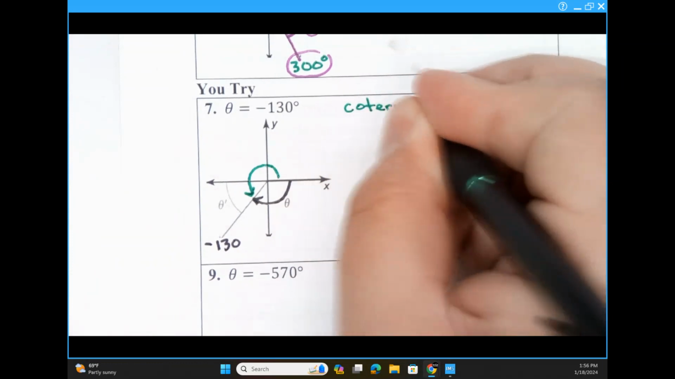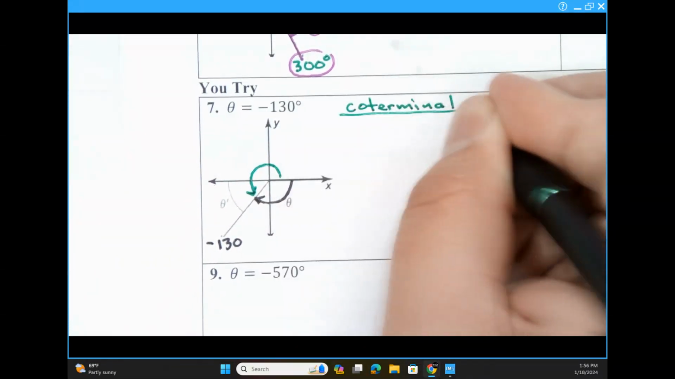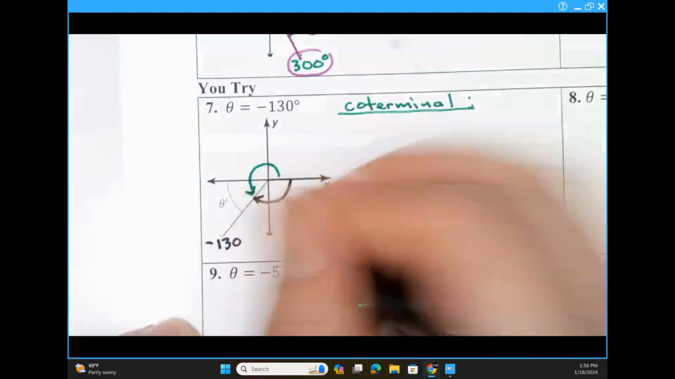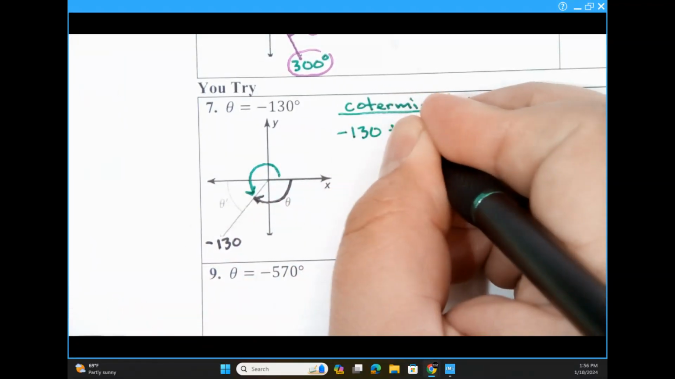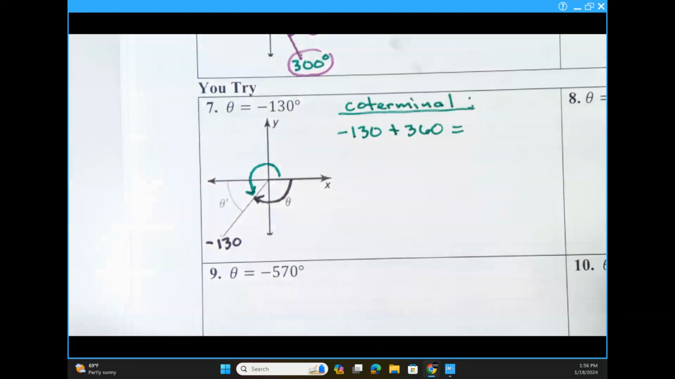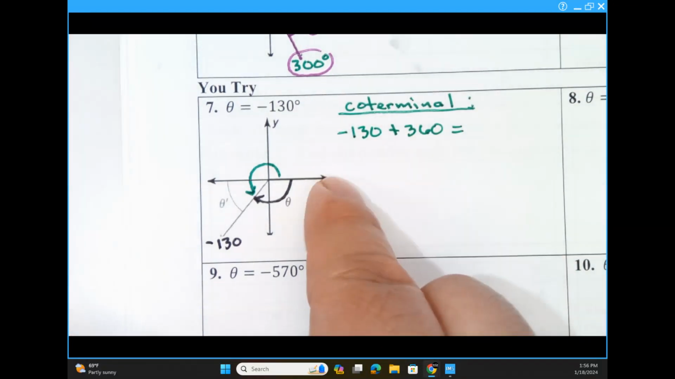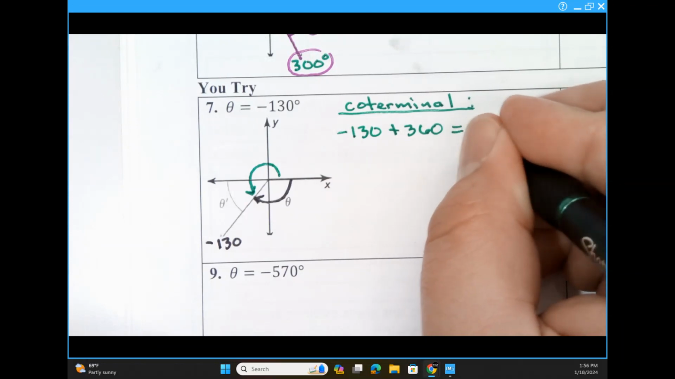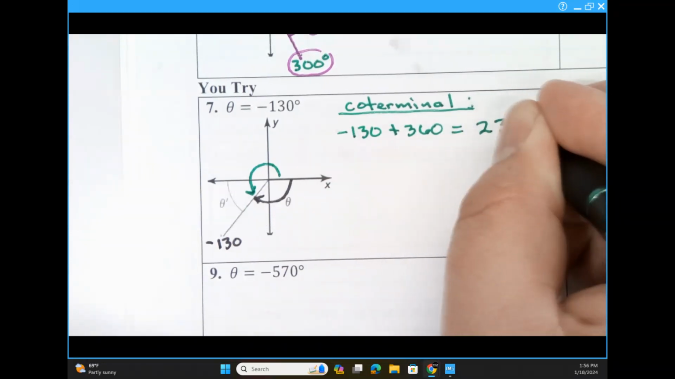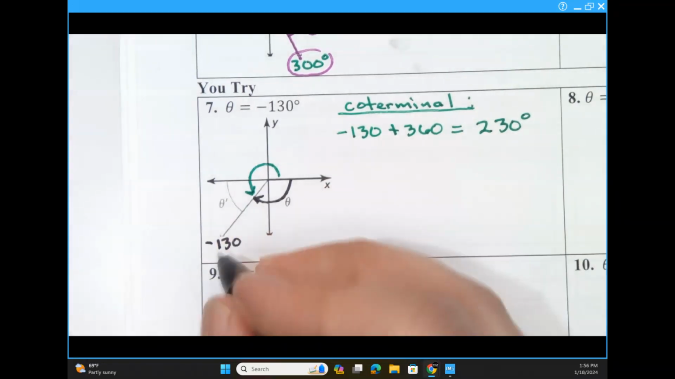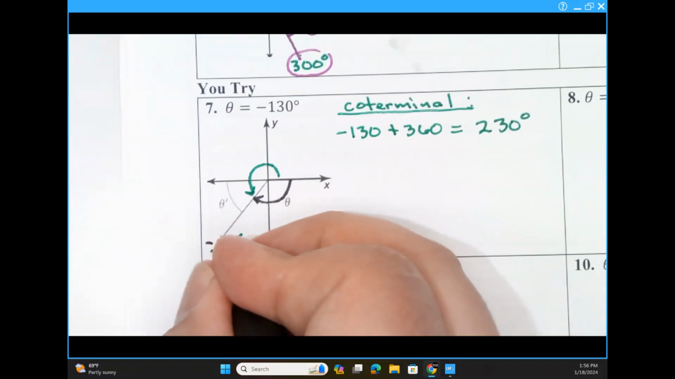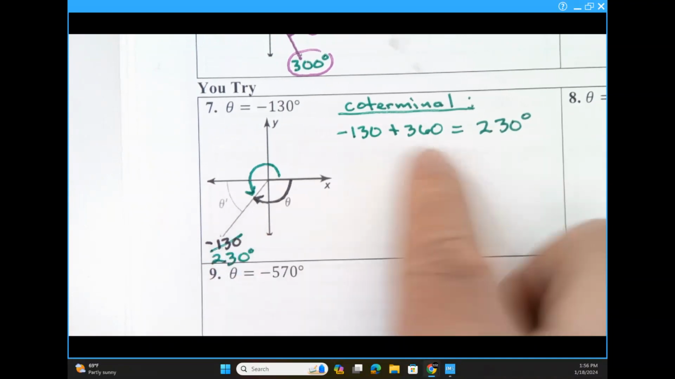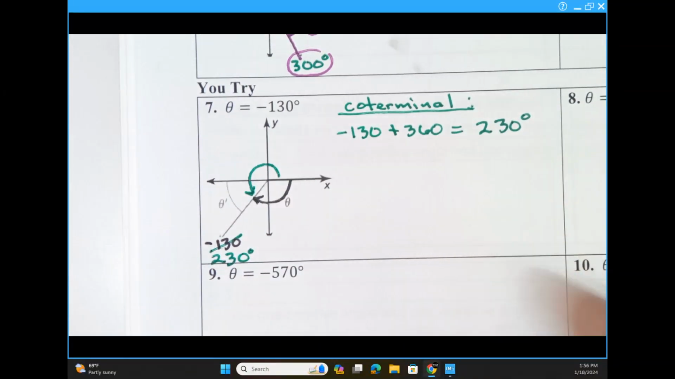And remember, in your work, you don't have to keep writing this. Just do the math. So I'm going to take that negative 130, and I'm going to add 360. And when I do 360 and I add 130, well, I get 230 degrees. And look, it's already positive. So instead of calling it negative 130, I'm going to call it positive 230 because of the math that we did here. Now I can talk reference angle.